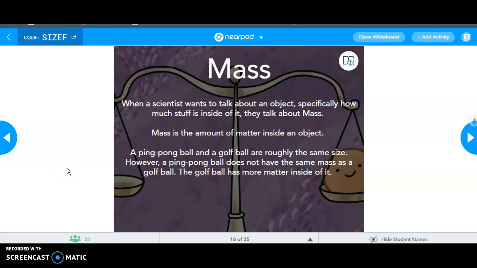So again, as we start to dig into why Amanda can't move the big train to the front door before recess is over versus why Max can move the small toy train, it all has to do with mass. How much matter is inside of an object. Now I want you to imagine, and I may actually have this, I'll see if I can find it while I'm talking about it, a ping pong ball and a golf ball.